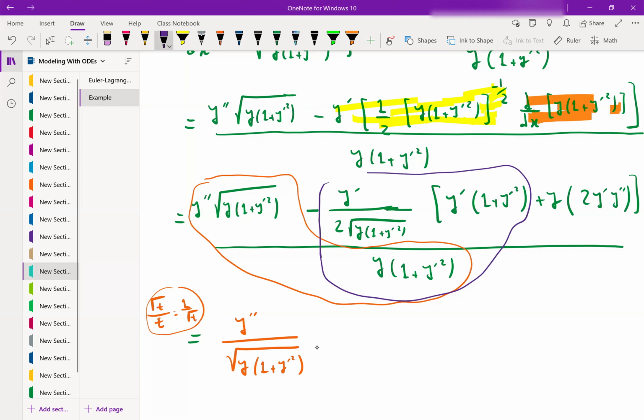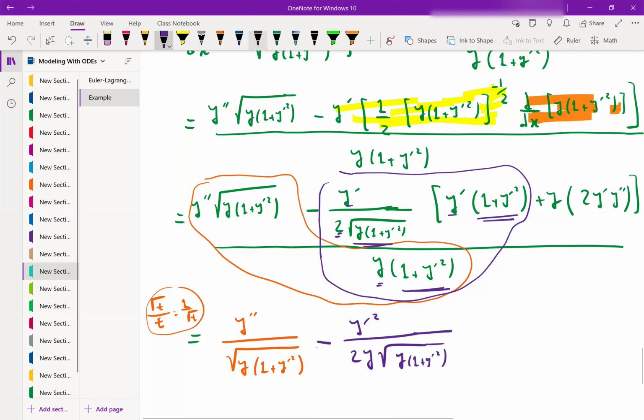This part. Okay, let's see what we have here. This 1 plus y prime squared and 1 plus y prime squared, they cancel each other. We will have y prime squared on top, 2y on the bottom, and also we have the square root part. So this will give me minus y prime squared on top, 2y, and then this square root part. A square root of y times 1 plus y prime squared. Okay, excellent.